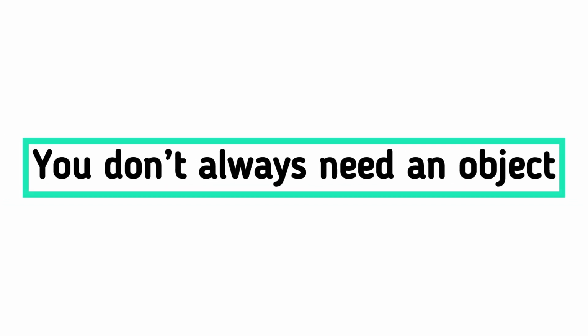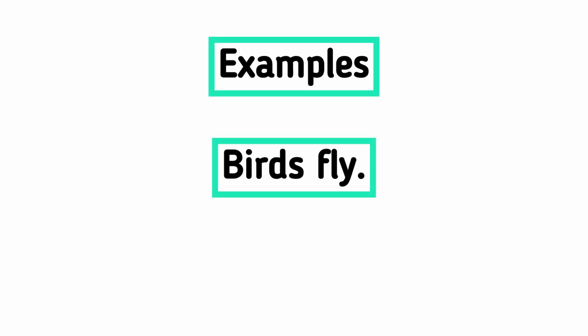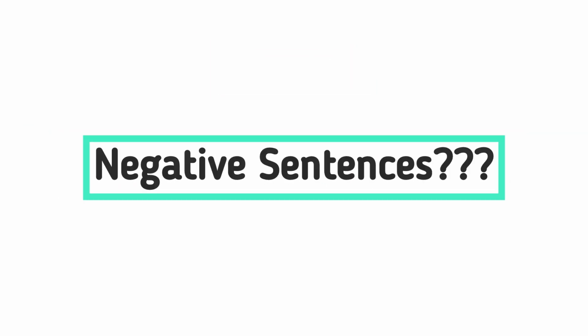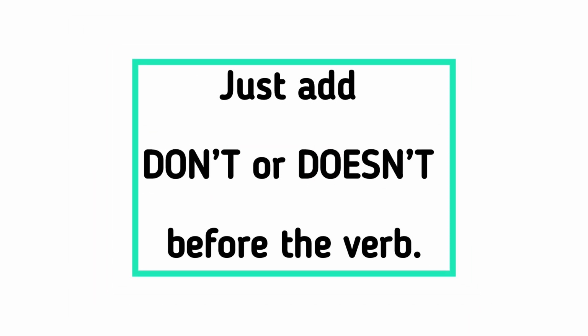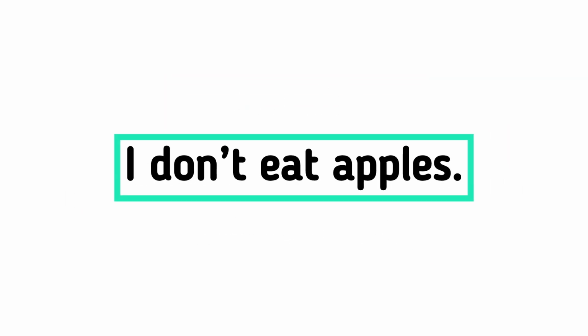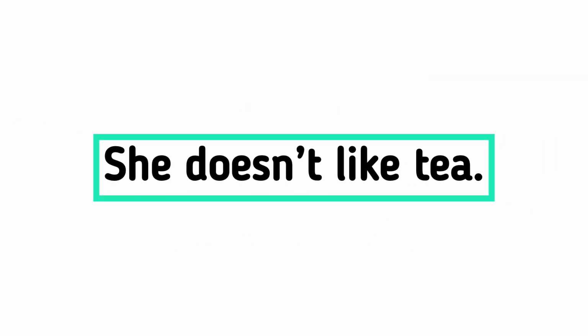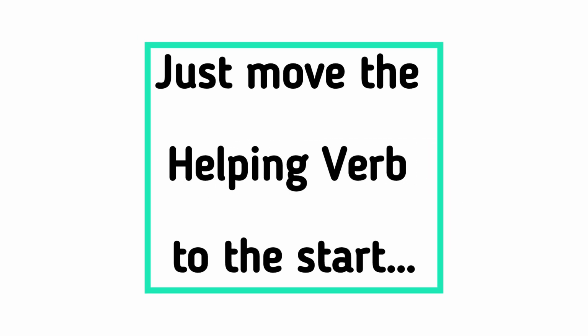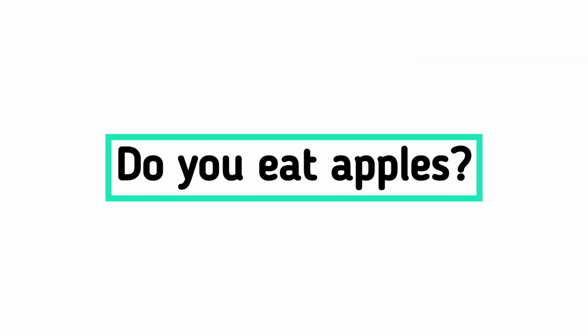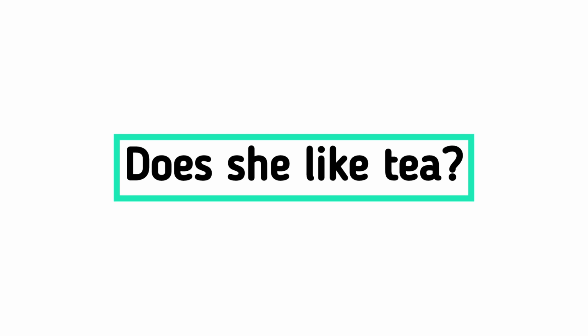Sometimes you don't need an object. That's okay too. Birds fly. It rains. What about negative sentences? Super easy. Just add don't or doesn't before the verb. I don't eat apples. She doesn't like tea. And for questions, just move the helping verb to the start. Do you eat apples? Does she like tea?